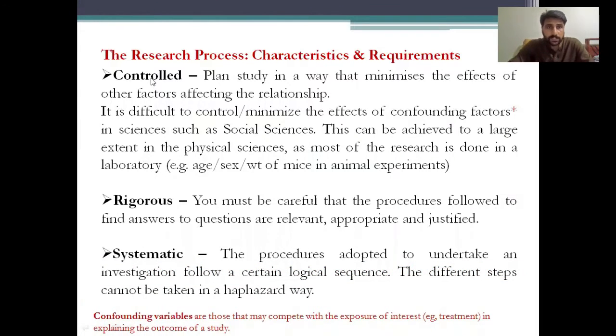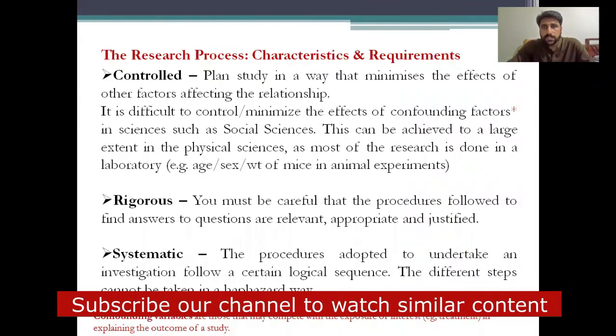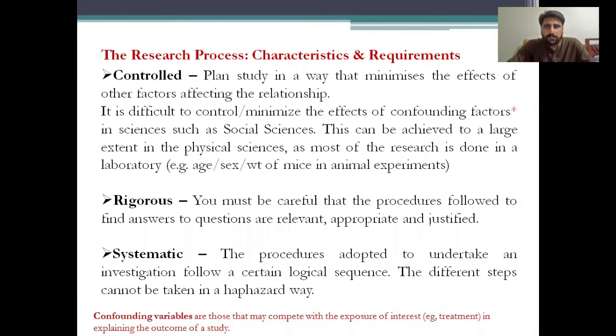You need to plan your study or research in a way that minimizes the effects of other factors which can affect the relationship. It is difficult to control and minimize the effect of these different factors, which are called confounding factors or variables, which compete with the exposure of interest, treatment plan, or anything in expanding the outcome of the study. These are the factors which can disturb your study.